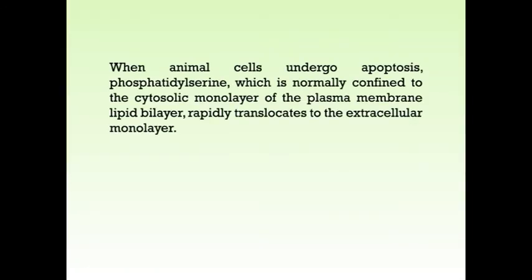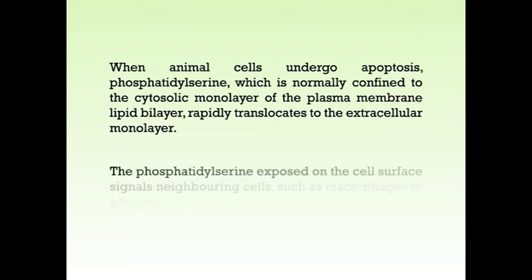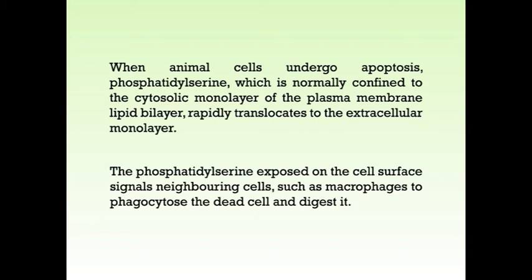Animals exploit the phospholipid asymmetry of the plasma membrane to distinguish between live and dead cells. When animal cells undergo apoptosis, phosphatidylserine, which is normally confined to the cytosolic monolayer of the plasma membrane lipid bilayer, rapidly translocates to the extracellular monolayer. The phosphatidylserine exposed on the cell surface signals neighboring cells such as macrophages to phagocytose the dead cells and digest them.